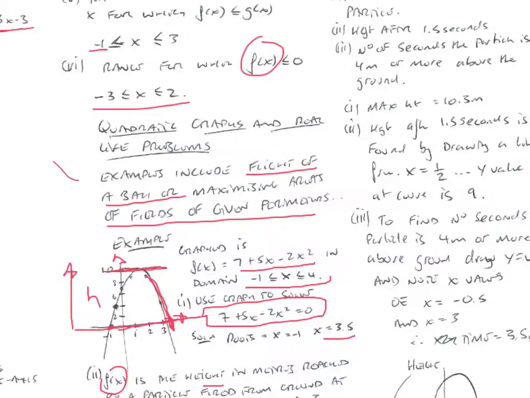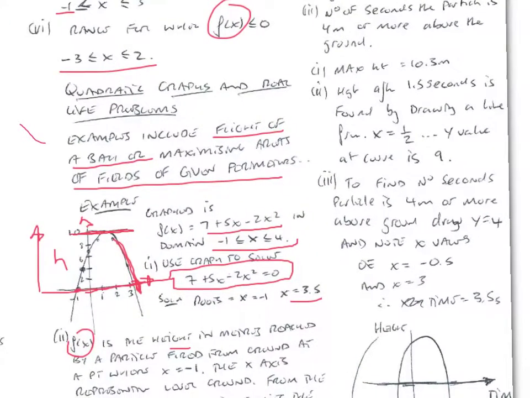The height after 1.5 seconds is found by drawing a line at x equals a half, because why is that? Because we've 1.5 seconds, well that would be at x equals 1. Remember, this is x, this is time at the 1. So 1.5 then, it'd be like there, x is equal to a half. And you find where that cuts the curve and you get a corresponding height, it's 9.